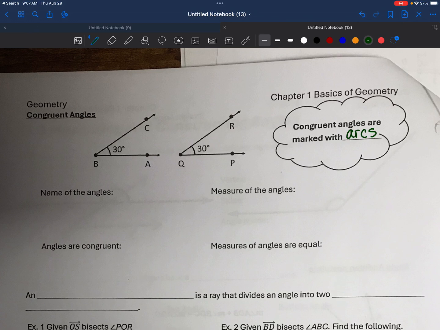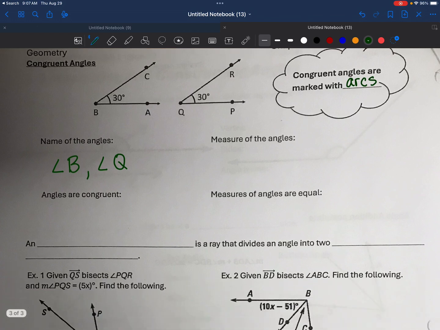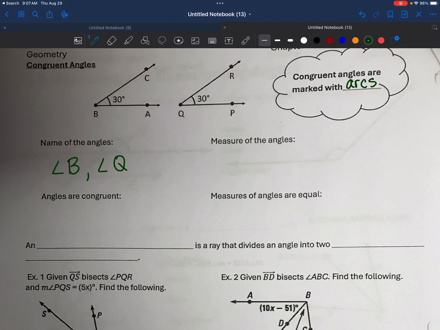Okay, all right, who can tell me first what are the names of these angles? CBA. True. What would be the easiest way to name these two angles? Angle B and angle Q. Now, CBA and RQP are also correct, all right? But if we can name them quicker, let's do that. How could I show that the two angles are congruent? What symbol would I use? What symbol shows that? Equal sign with the wavy on top. Okay?